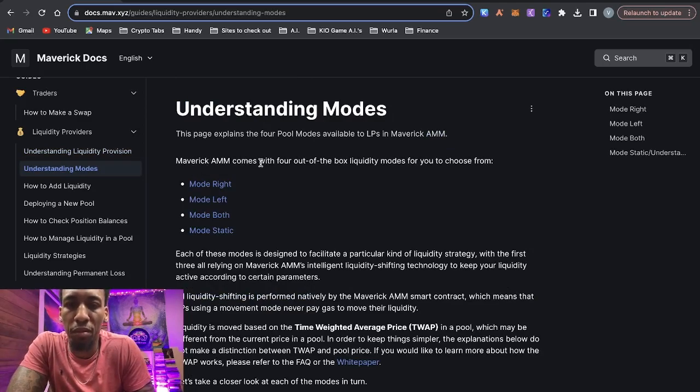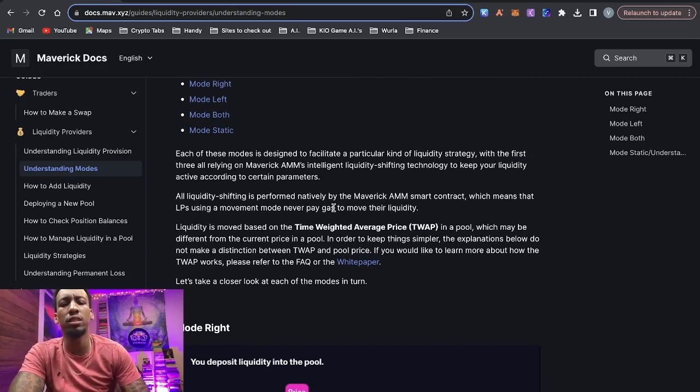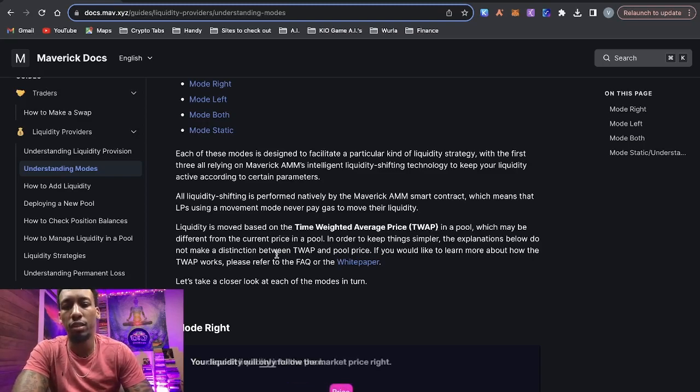All right, now let's get into their modes. So it says Maverick AMM comes with 4 out-of-the-box liquidity modes for you to choose from. This is how you can optimize your liquidity position. Each of these modes is designed to facilitate a different kind of liquidity strategy, with the first 3 relying on Maverick's AMM, pretty much their AI, to keep their liquidity active. And all of this is controlled by the smart contract, and liquidity is moved based on the time-weighted average price in the pool. And it's different depending on what pool you're in.